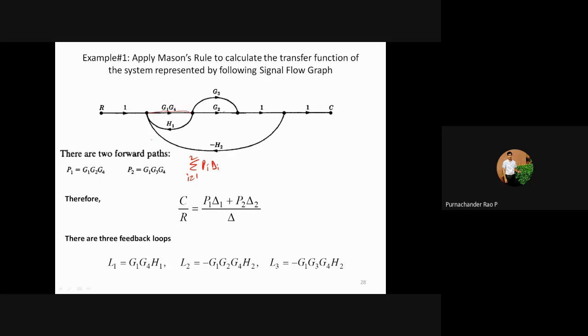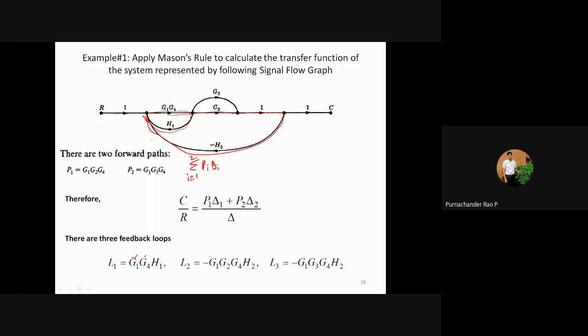This is one loop. Okay, so the gain of loop 1 is G1 G4 into H1, and the second loop is here, G1 G4 G2, and then it is coming like this, so G1 G4 G2 H2. This value is going to be negative because this is a minus H2.